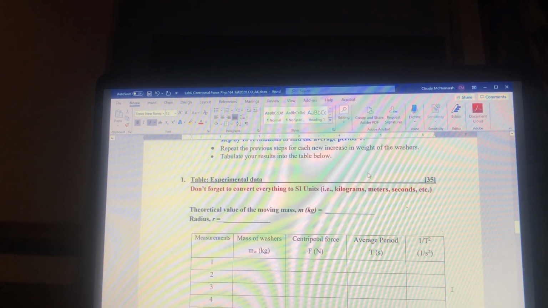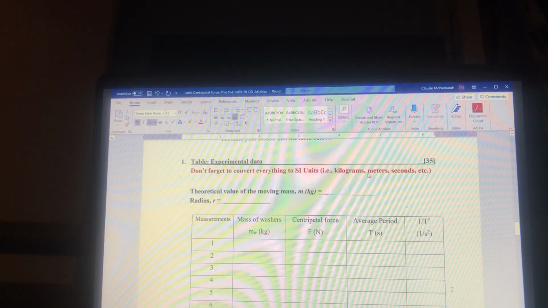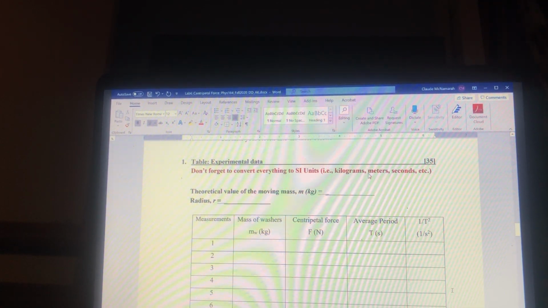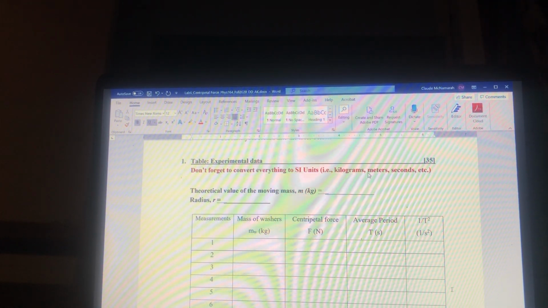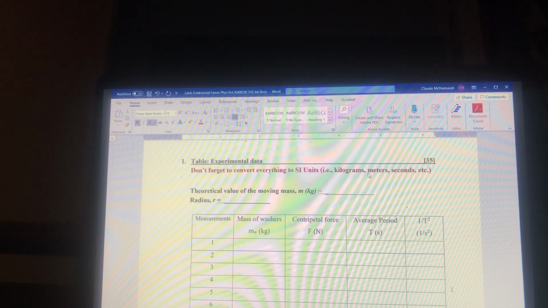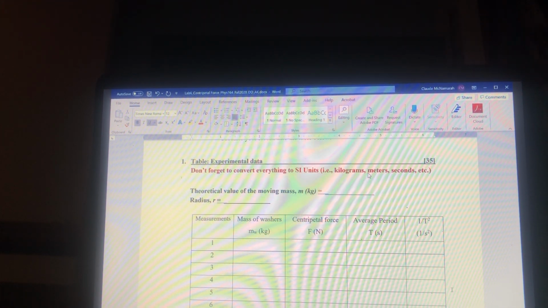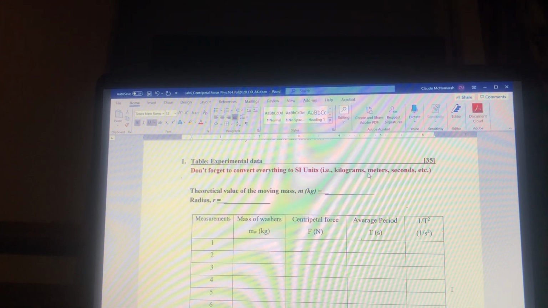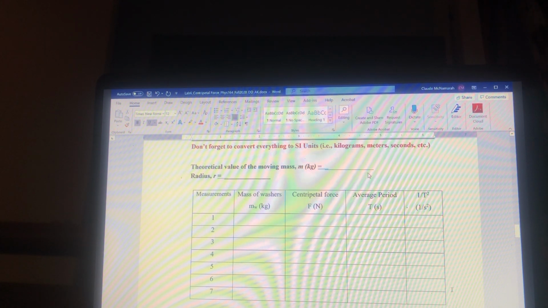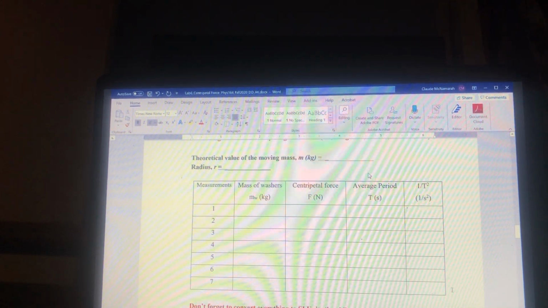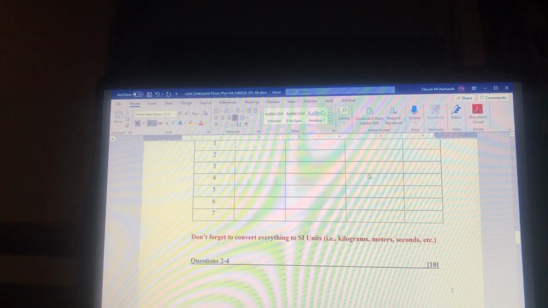Now, note again, don't forget to convert everything to SI units. That is kilograms, meters, and seconds. So you measure the mass of the washers in grams, you need to convert that to kilograms, yes? And I think that's the only thing you have to convert. The mass of the moving object, you will need to convert that to kilograms. The radius is in centimeters, you will need to convert that to meters. Don't forget to convert everything to SI units. Again, we tell you so that you don't forget.